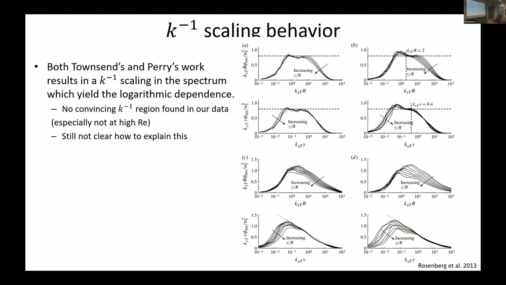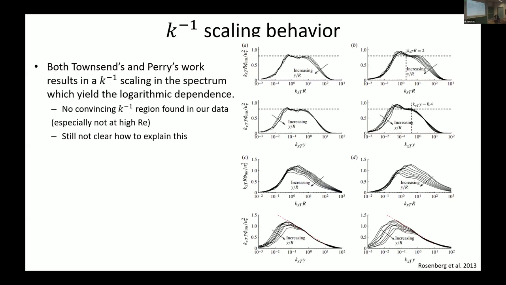But one thing I want to point out is that Townsend and Perry's work both sort of gave a k to the -1 behavior in the spectra, and then that in turn gave the logarithmic dependence. But one surprising thing, at least to us, was that we did not see a k to the -1 behavior. So here is the lower Reynolds number, higher, and the highest Reynolds number. And if you had a k to the -1 behavior, you would have a flat line here.